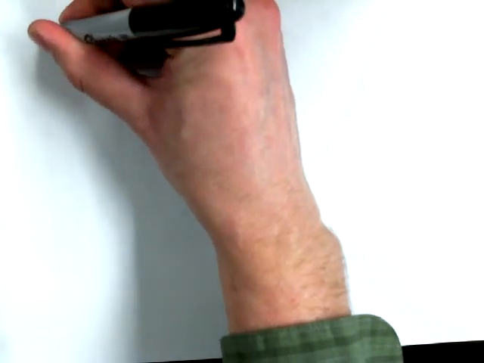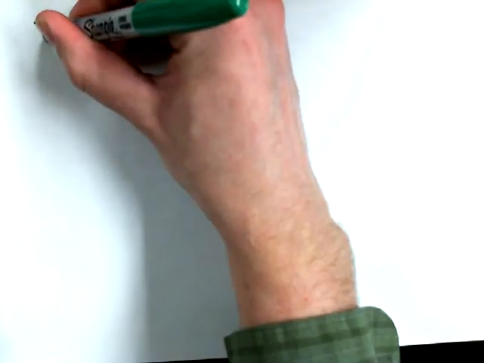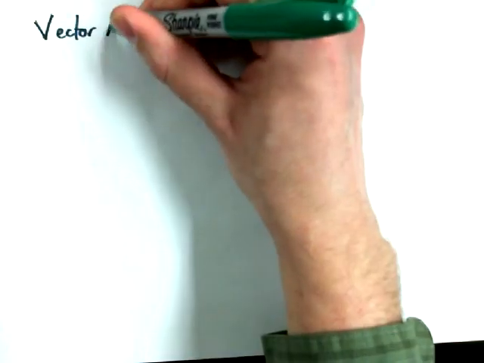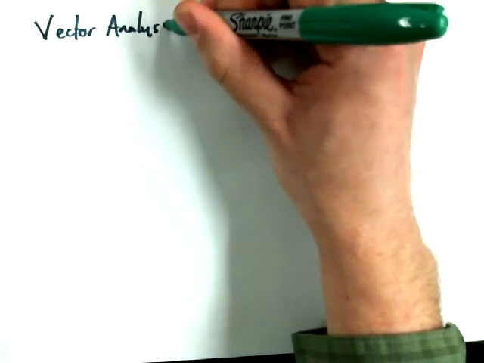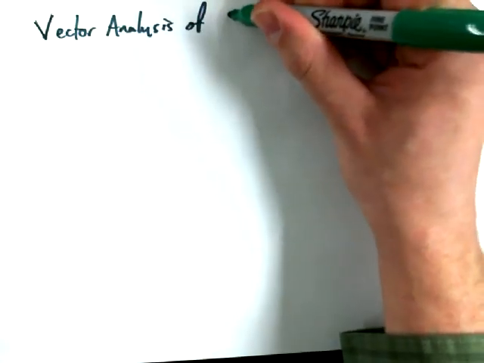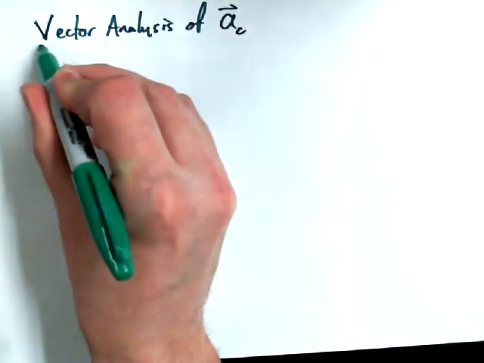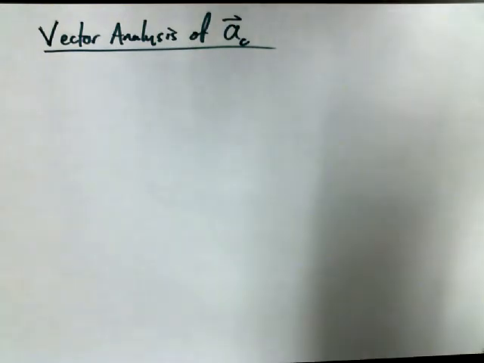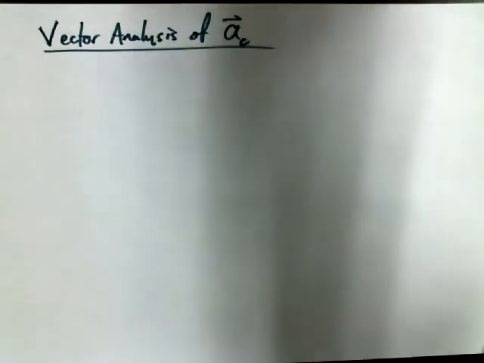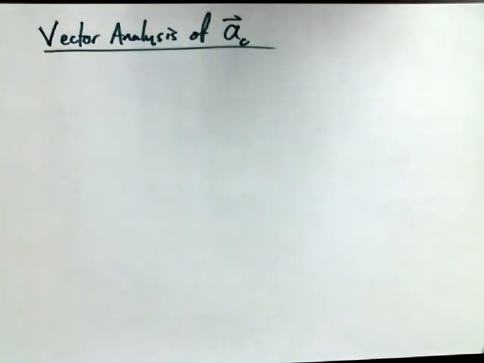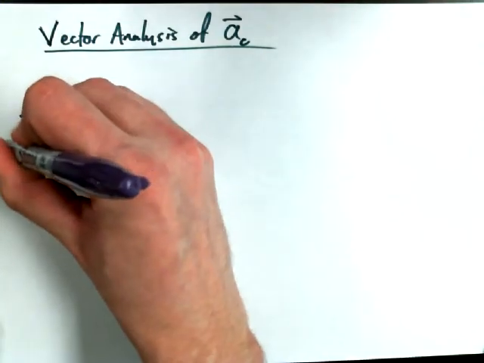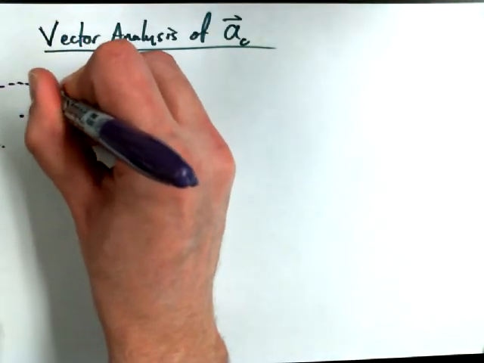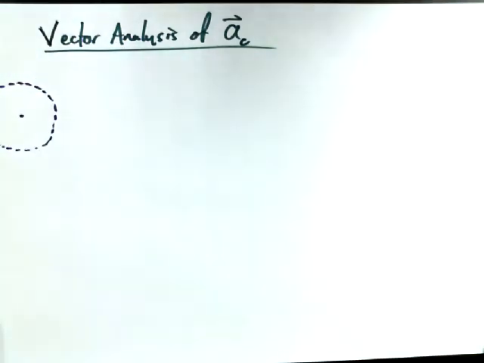So let's talk about vector analysis of, let's just call it AC, centripetal acceleration. And just for fun, I'll put the arrow on top of it. So to start out the conversation, I think it would probably be a good idea to draw a circle. So here we go. Here's the center. Okay, there's the circle.